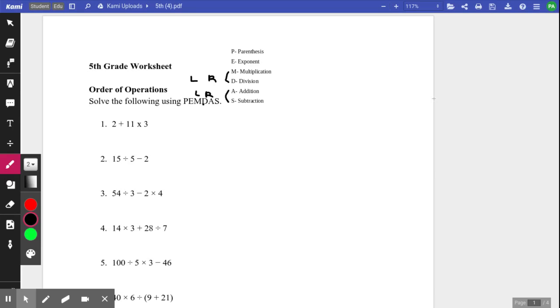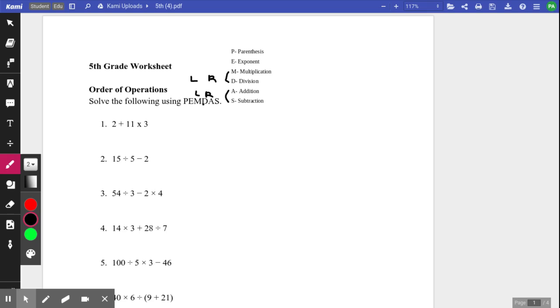Hey guys, for today's 5th grade worksheet, we are going to start with order of operations, which we use the method PEMDAS: P for parentheses, E for exponent, which we are going to focus on today, M for multiplication, D for division, A for addition, and S for subtraction.